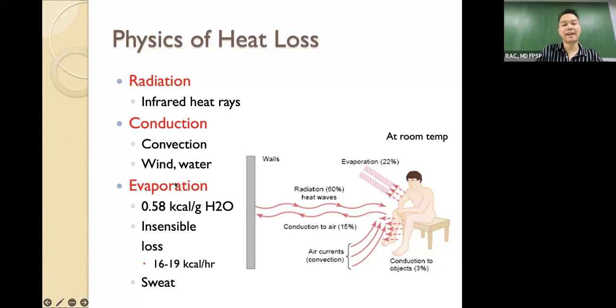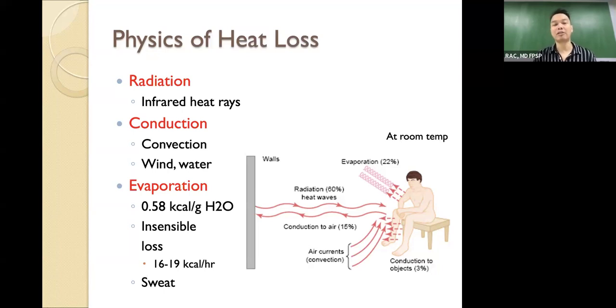Now, the third method is via evaporation. Now, for every gram of water, there's around 0.58 kilocalories of energy or heat lost into the environment. Now, there are two ways by which heat is transferred to the environment via evaporation. So one is through insensible losses. So this is the water vapor that we don't typically notice. So for example, when we breathe, when we talk, some water molecules escape our body. So this is insensible heat loss, or water evaporation. So that's around 16 to 19 kilocalories per hour.